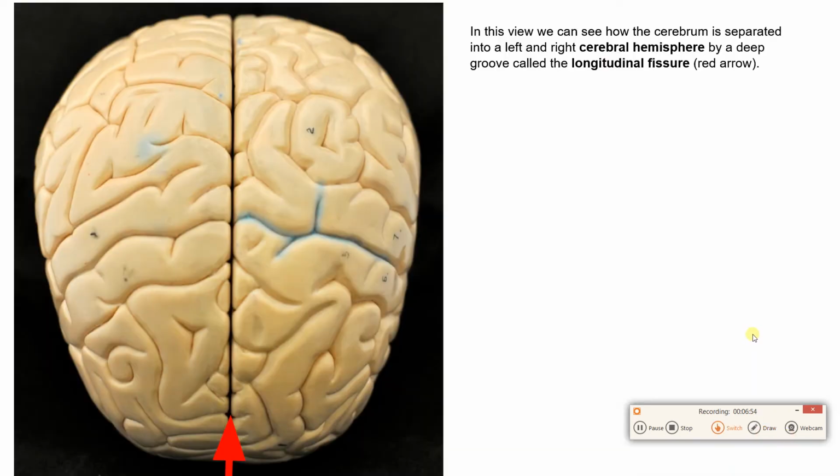Don't worry. Here we see the two halves of the cerebrum, in fact. So when I said we're going to come back to it, I mean almost immediately. Each of these halves of the cerebrum is a cerebral hemisphere. And there is a deep groove separating them called the longitudinal fissure, which the red arrow, of course, is indicating.